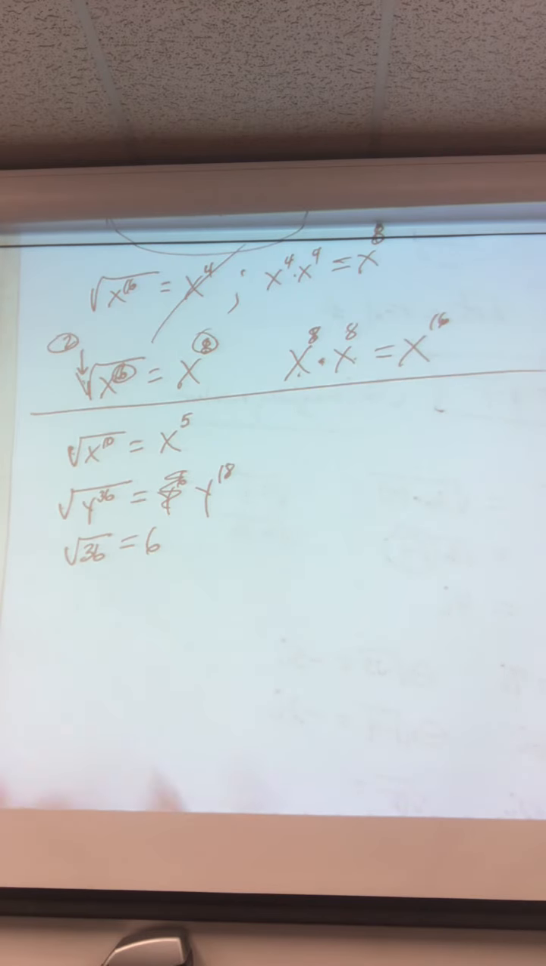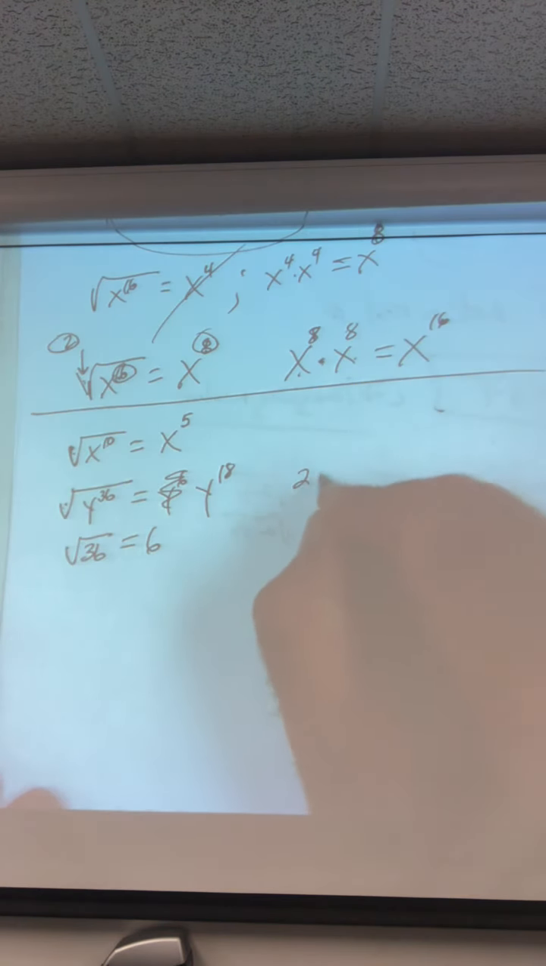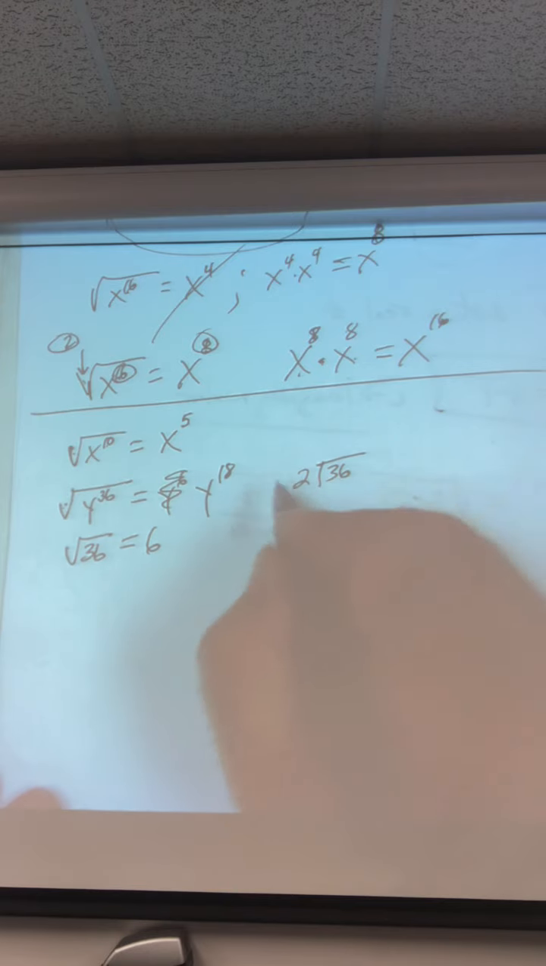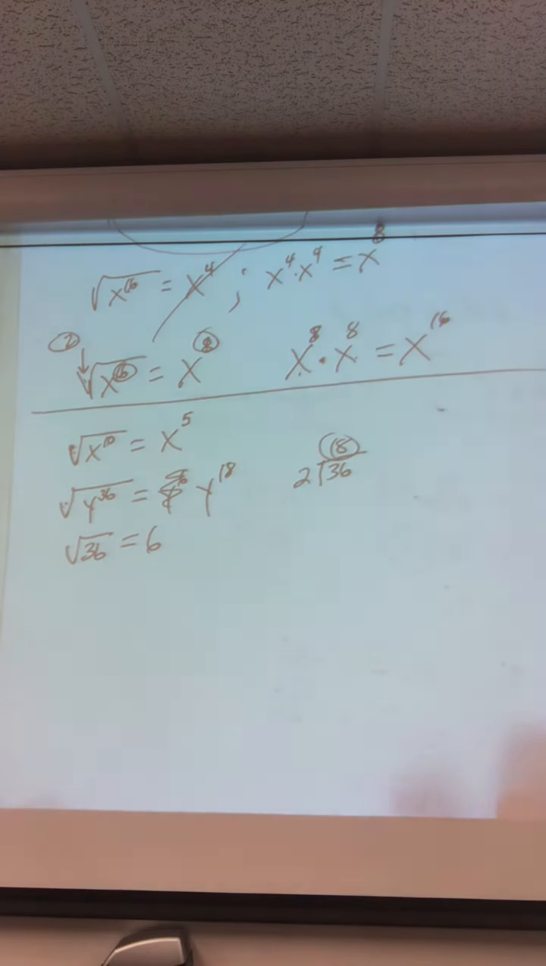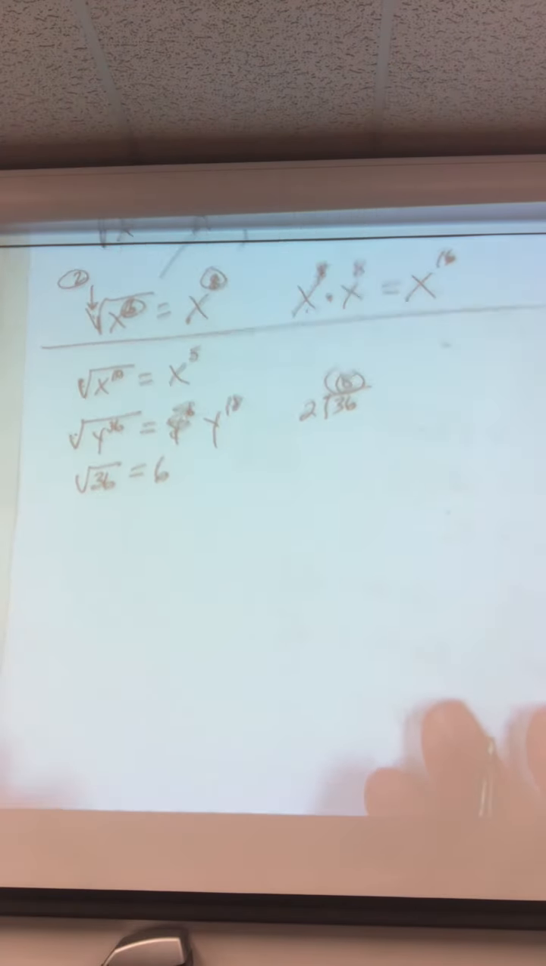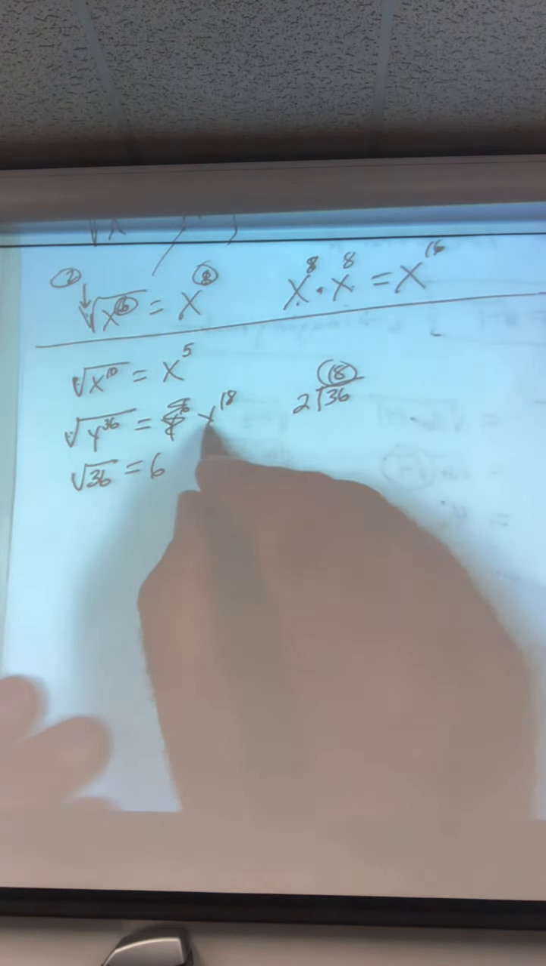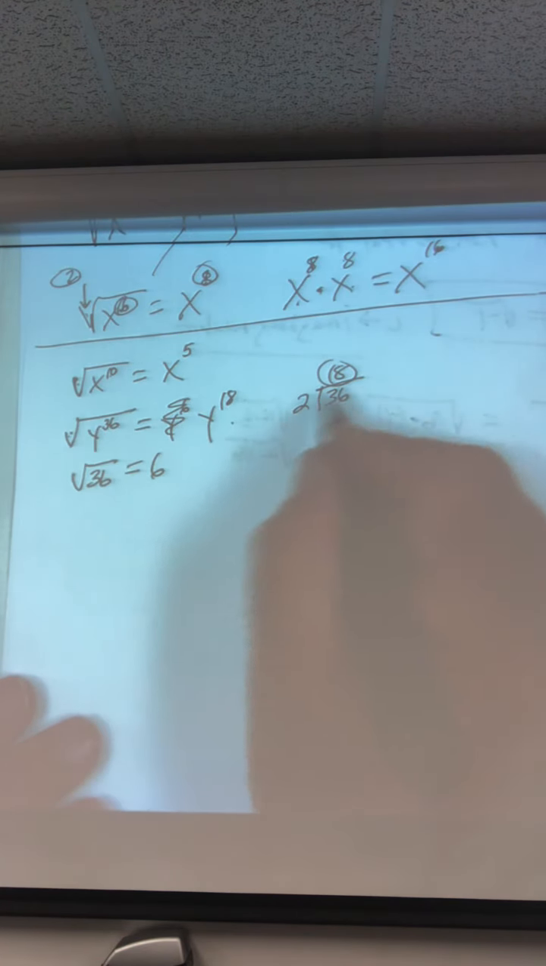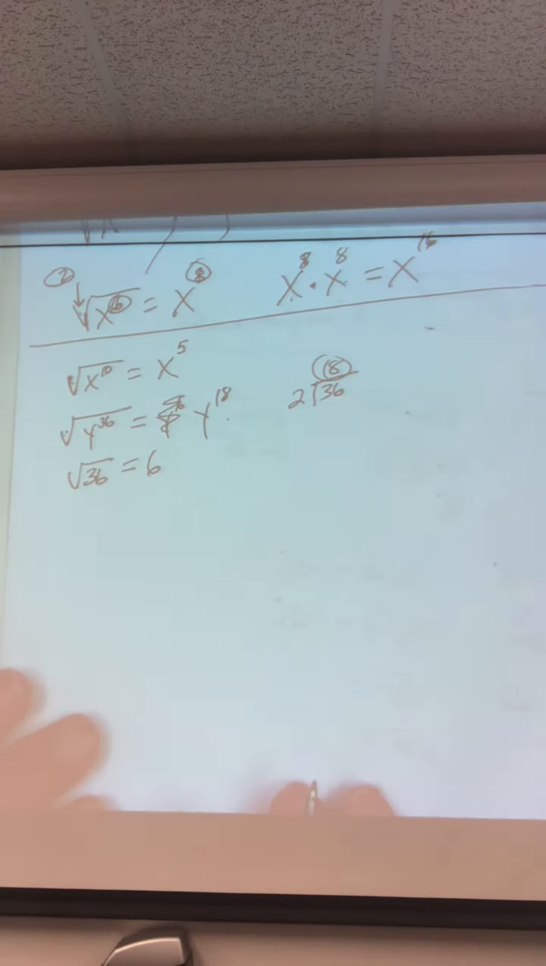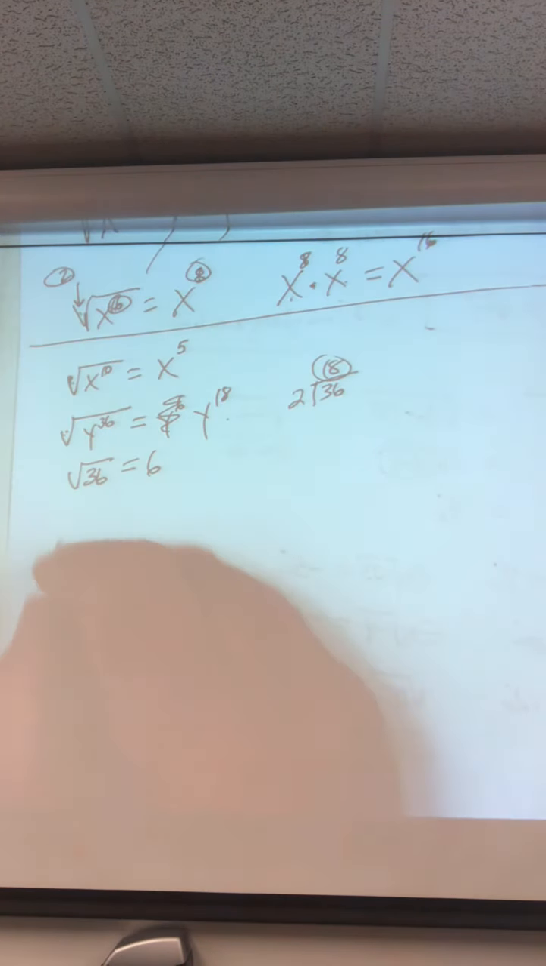Where does that come from? Divide the index into the exponent to get that. So just be careful right there. All right? And now, is y to the 18th times y to the 18th y to the 36? It sure is. All right, let's do another one.